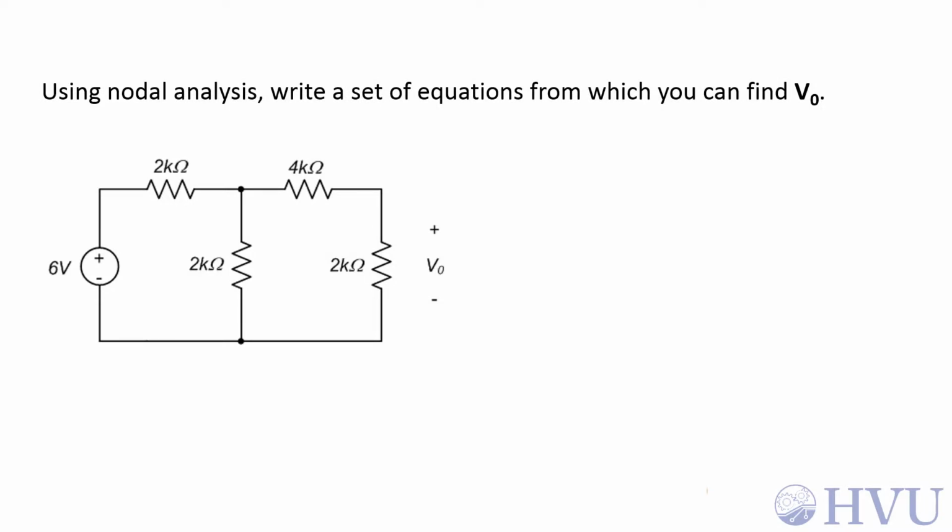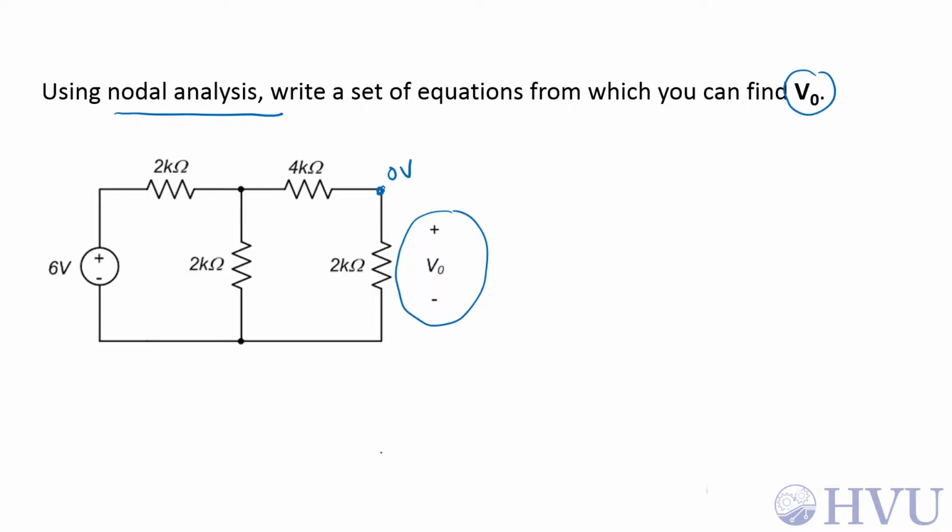Okay, in this example we're going to use nodal analysis to write a set of equations to find V0, the voltage across this 2 kilo ohm resistor with that polarity. Now the first thing I need to do is define independent and dependent nodes and choose a reference node. I think I will choose this as my reference node, 0 volts.